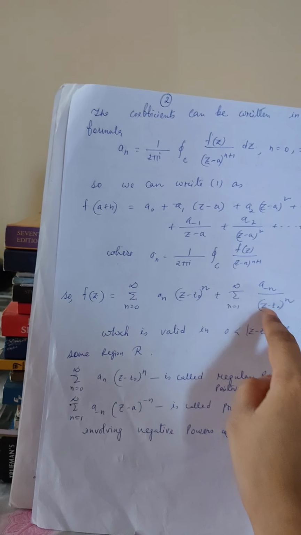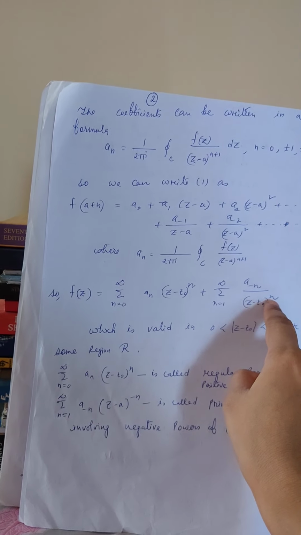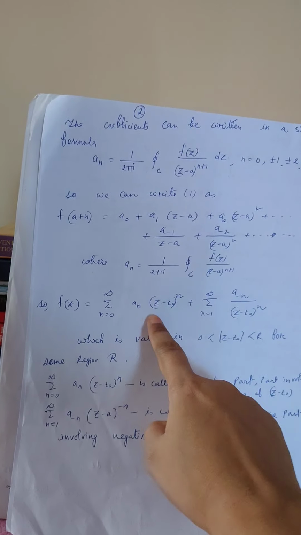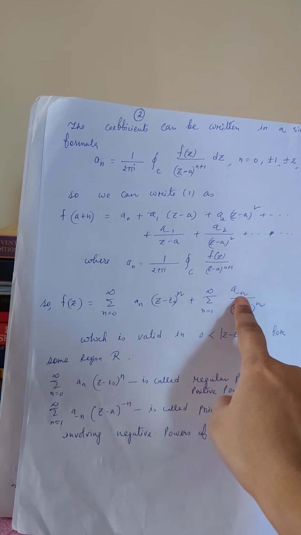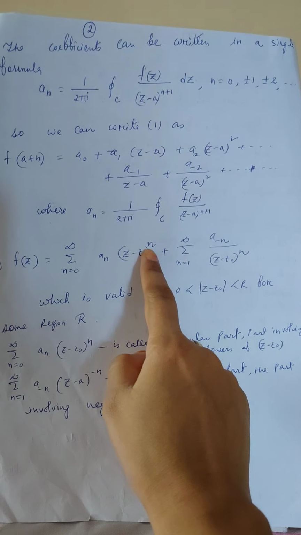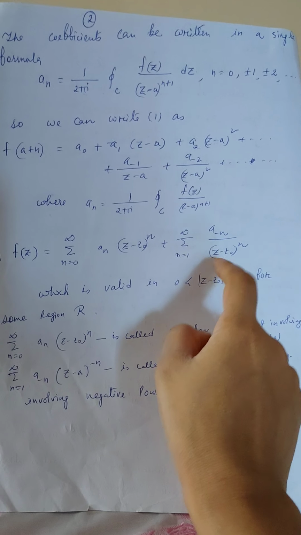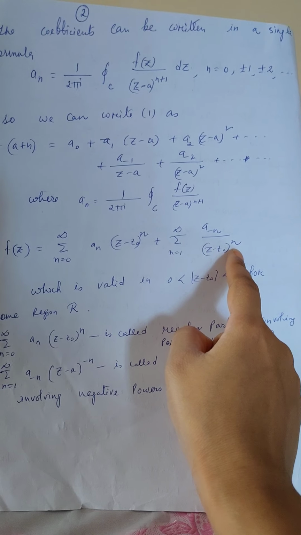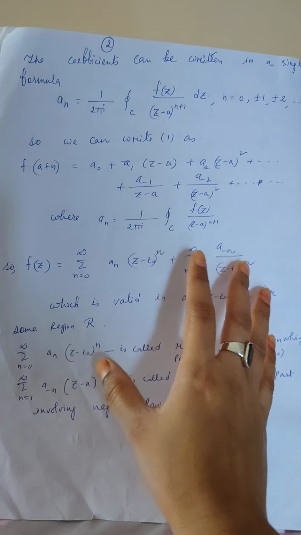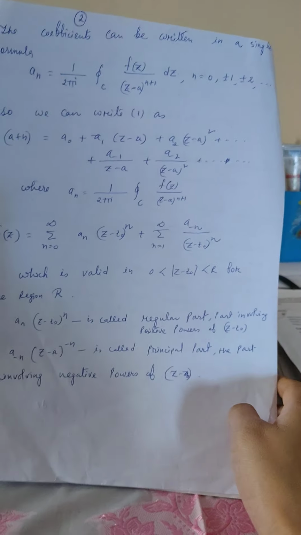Negative powers of z means actually (z minus z naught) to the power minus n, and a_n is the coefficient here, and here the coefficient is a minus 1. So in this case we will get expansions like z inverse, z to the power minus 2, like this. So this is actually your Laurent expansion.